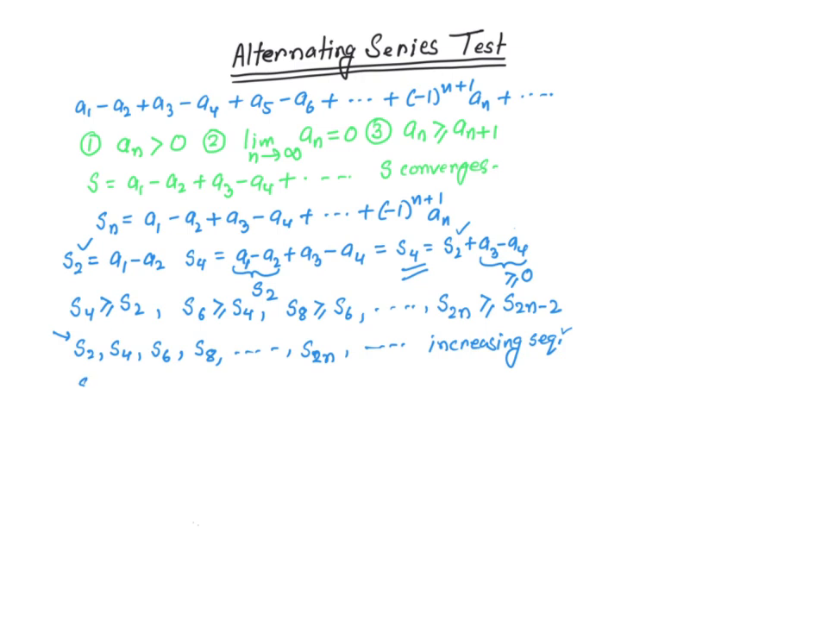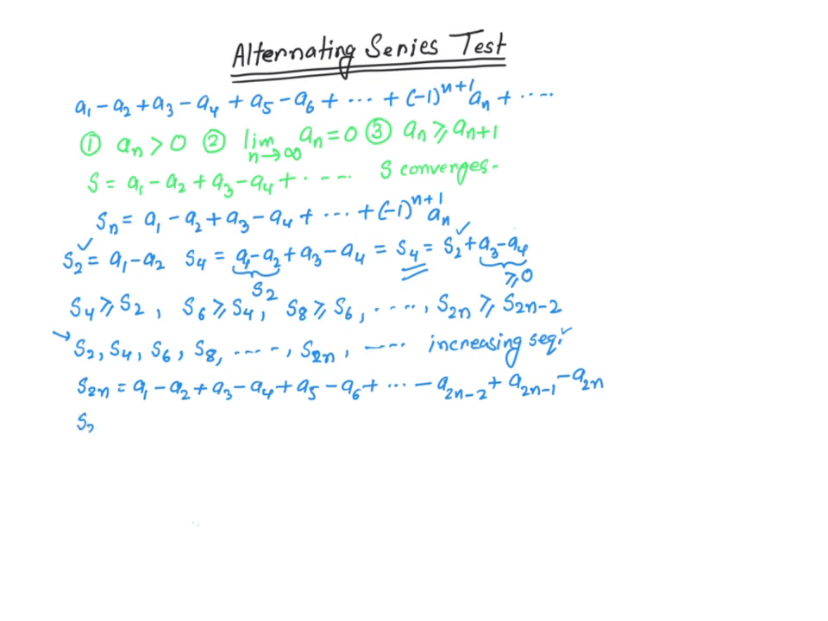So let's consider S sub 2n. It's going to be a1 minus a2 plus a3 minus a4 plus a5 minus a6 plus dot dot dot, then minus a sub 2n minus 2 plus a sub 2n minus 1 minus a sub 2n. That's the partial sum for 2n.